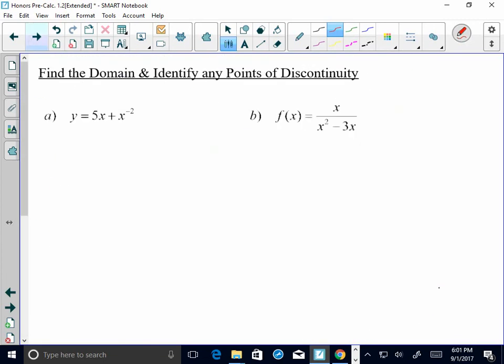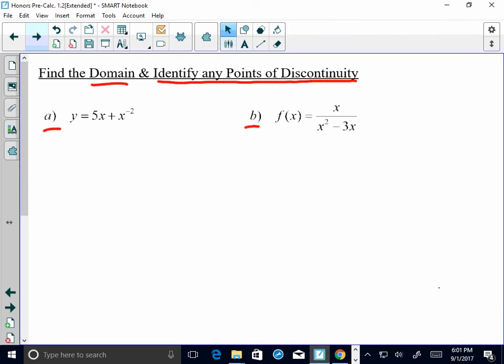I'm going to give you guys some problems to try. I want you guys to go ahead and see if you can find the domain and identify any points of discontinuity for these two functions. And pause the video here, and we will come back and take a look at this in a second.